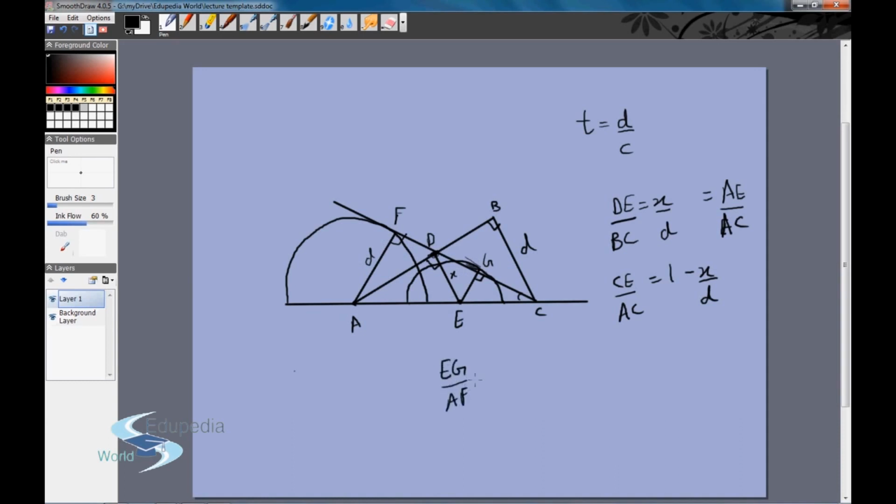EG by AF is equal to 1 minus X by D, which is D minus X by D, but we already know that AF is equal to D. So that tells me EG is equal to D minus X. So the time taken to go from D to E is X by C, and the time taken for EG is D minus X by C. And when you add them, you get the total time D by C.